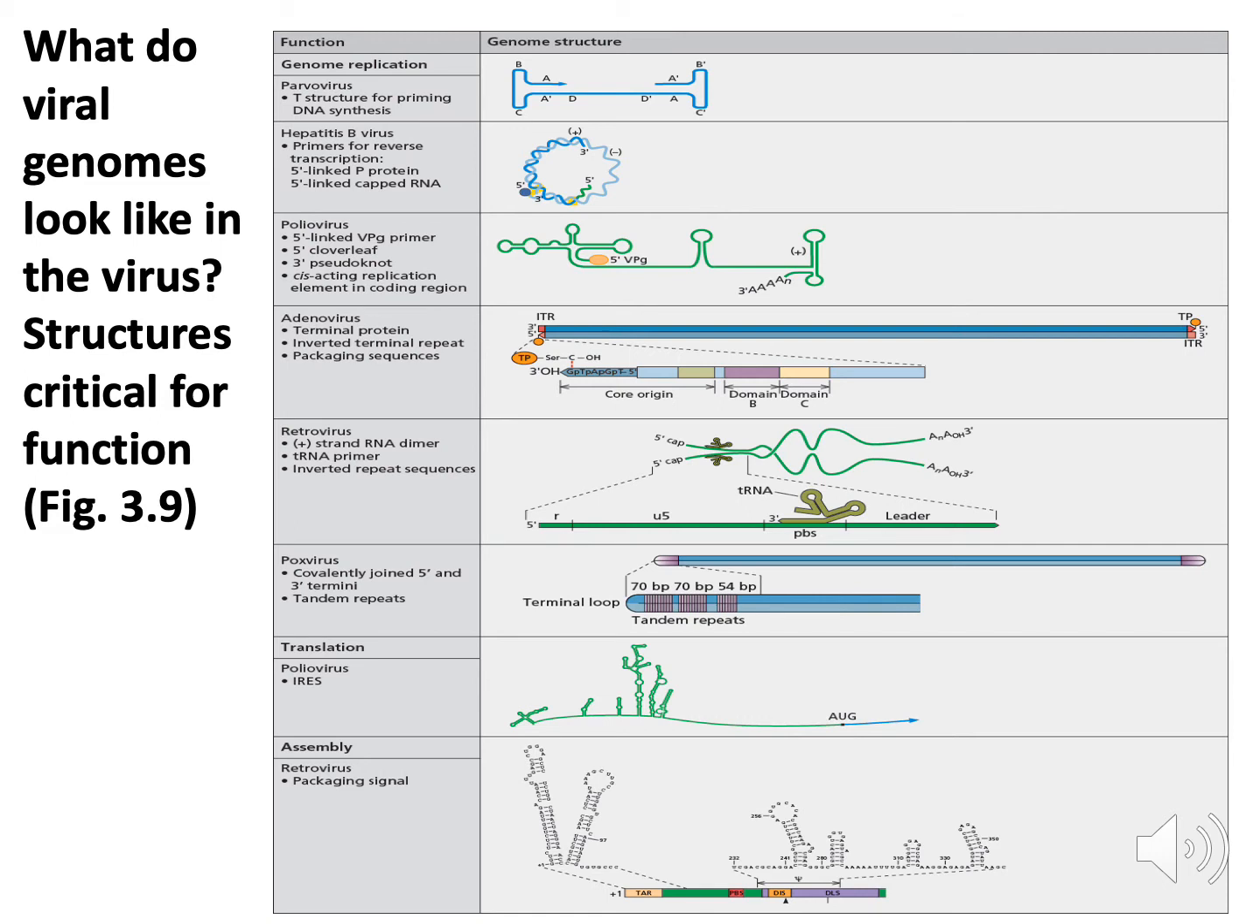We draw genomes as straight lines, arrows in our class, but that's not what they look like. So this figure in your textbook in Chapter 3 shows you something about what the viral genomes look like in the virus and structures there that are critical for its function. So the topology of double-stranded DNA, for example, has major implications for replication. So this is a great chapter to go back to rather than sort of digging through another chapter to try to find what was that thing that it said about picornaviruses.